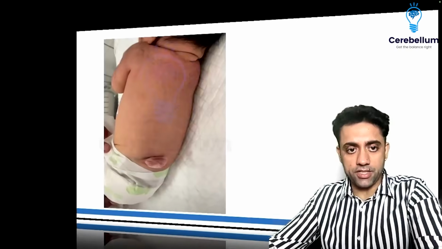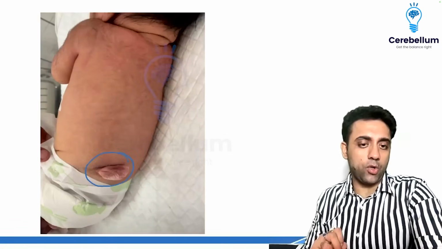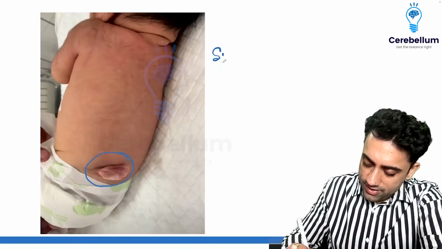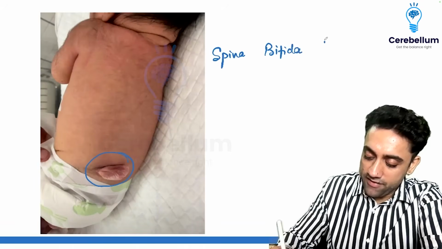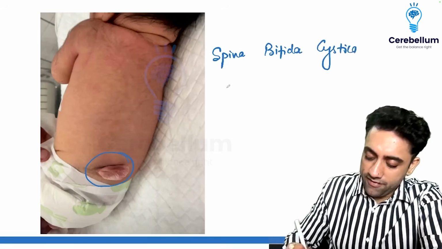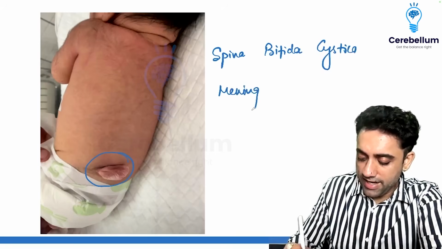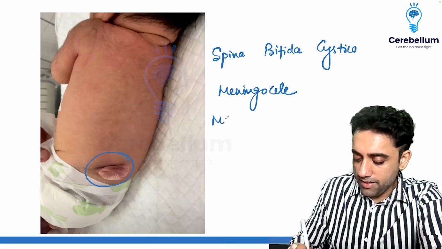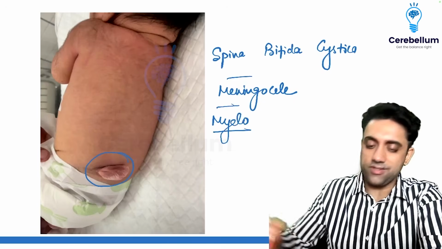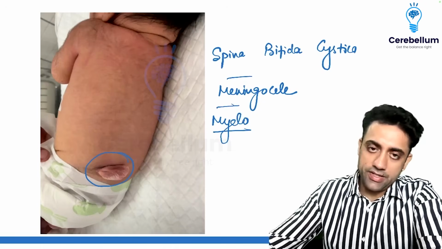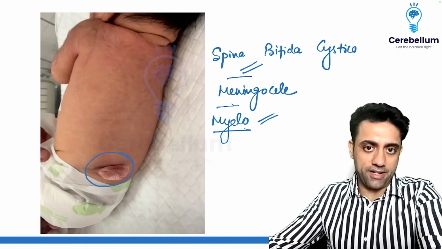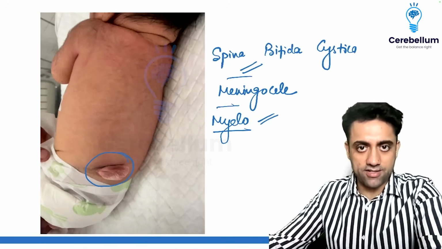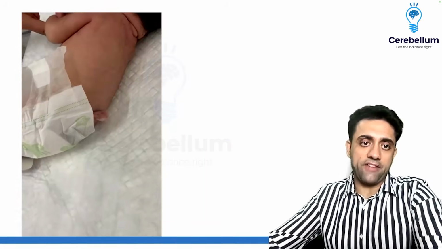Yeah, this is also a nice question. A baby having some swelling over the lower back. So what do you call this? This is known as Spina Bifida cystica, which means cystic swelling. It could be a case of meningocele or myelomeningocele. Either the spinal cord is also there, or only the dura mater, arachnoid mater, and pia mater are there. That will be confirmed radiologically by ultrasonography. So this is a case of Spina Bifida cystica.